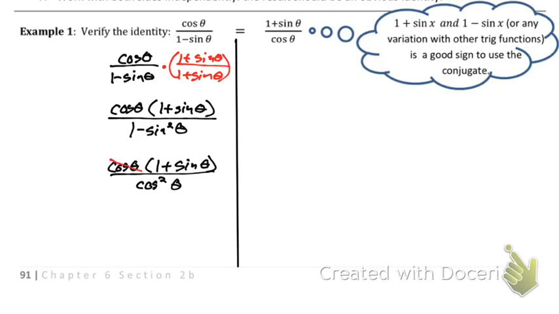Well, our cosine and our cosine squared will cancel out. So my cosine's completely canceled out, and it will no longer be cosine squared theta. It'll just be cosine theta. It's just like x over x squared. It turns into 1 over x. So this is just going to be 1 plus sine theta all over cosine theta, which I am done because the other side's already that way.